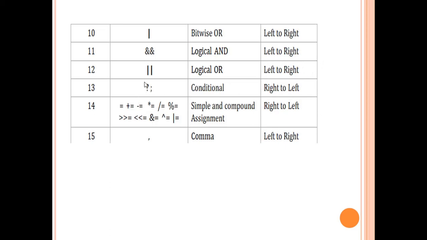And this is the conditional operator, question mark colon. So this is having the associativity right to left. And all the compound assignments are having the associativity right to left. And the comma operator is having the associativity left to right. So this is about the associativity of various operators.